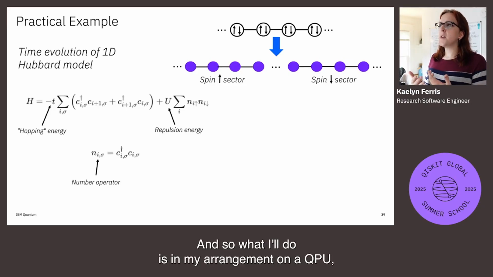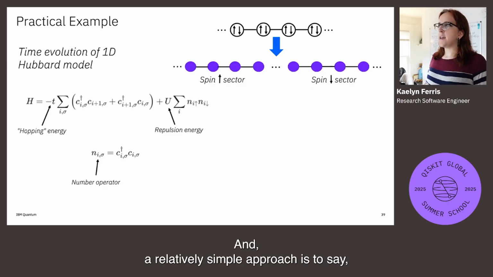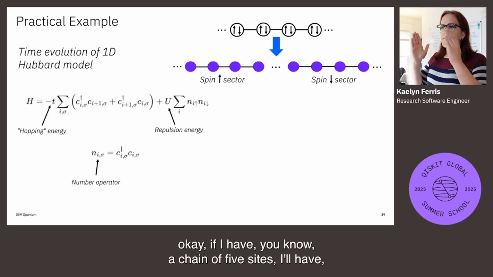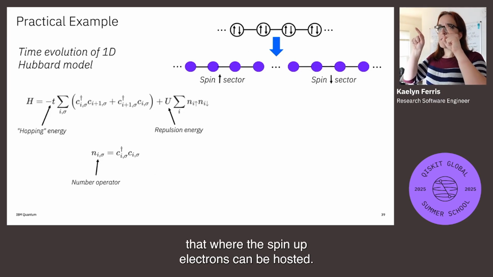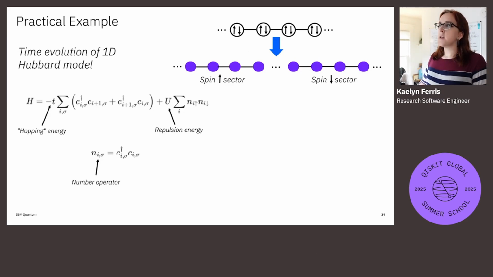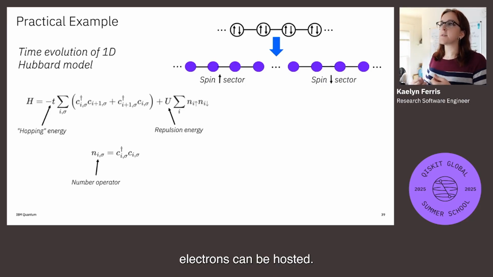And so what I'll do is, in my arrangement of a QPU, I can look at how the qubits are connected to each other. And a relatively simple approach is to say, okay, if I have a chain of 5 sites, I'll have 5 qubits along a line where the spin up electrons can be hosted. And then I'll have 5 qubits further along the line where spin down electrons can be hosted.